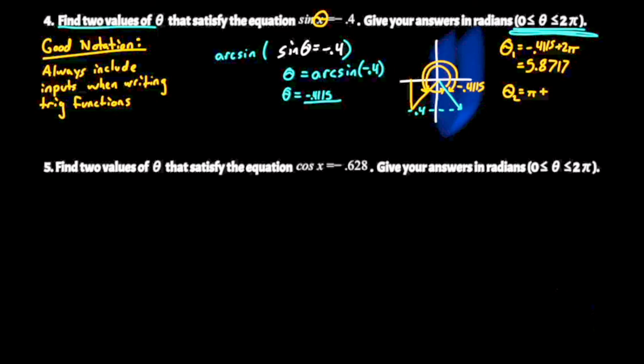So in order to do that, I had to go through pi and then add a little bit more. So I'm going to think of this angle as pi plus, well, that little bit more was the same size acute angle as it was on the right. So it's basically this value, 0.4115. It's not negative though, because I'm just thinking of it as a reference angle. So pi plus 0.4115. And if you type that into a calculator, you get 2.7301. So here's my two answers for this problem.